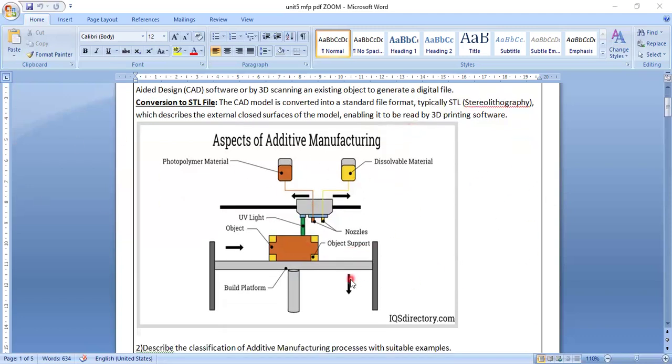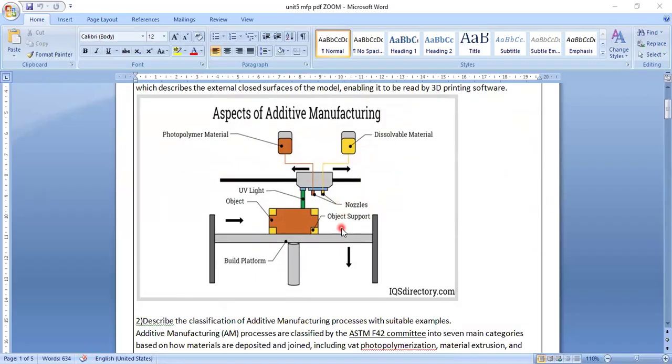So this is the 3D printing diagram, where there will be a platform, object, nozzles, and UV light used for the photopolymer material; dissolvable material and photopolymer are both coming and meeting here. And this can be moved in two directions. This is crane type. So this is the machine, which is I think about half a room in size, which will print whatever objects you want.